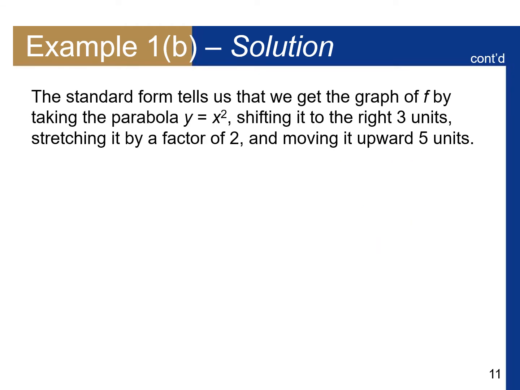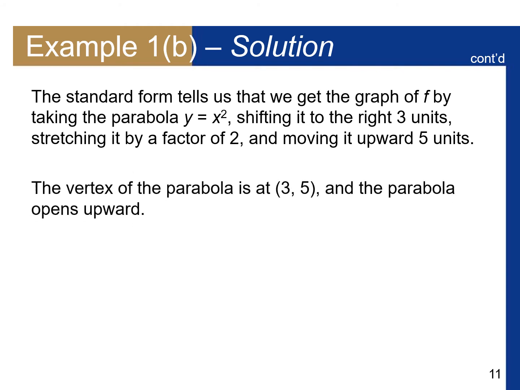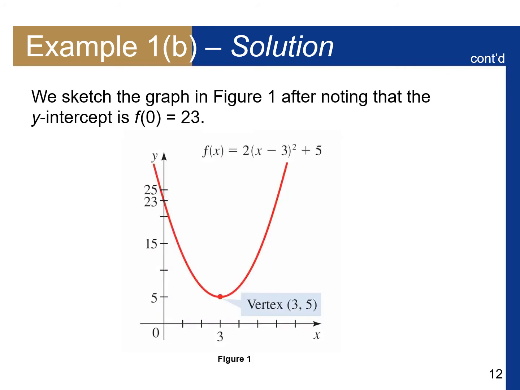So again, taking the parabola y equals x squared, shifting it to the right 3, stretching it by the factor of 2, which makes it steeper, and moving it upward 5. The vertex is 3, 5, and the parabola is opening upward. There it is, just like we did. Now their scale on this side's a little different than ours is all, but they're marking this as 5s here, so that's the way it looks.